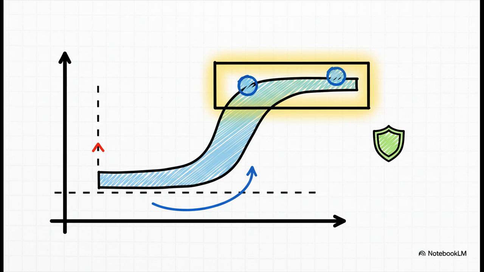First, look at the top part. See how it's pretty flat? This is a fantastic design feature. It means even if the oxygen pressure in your lungs drops quite a bit, say from 13 down to 10 kilopascals, your saturation stays really high, well above 90%. It's our built-in safety net in the lungs.